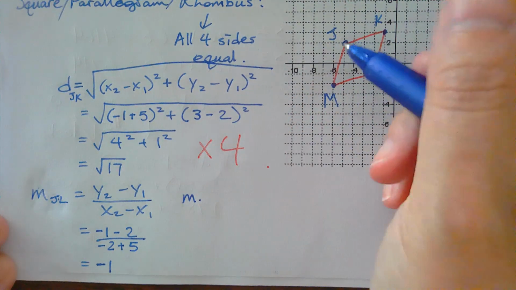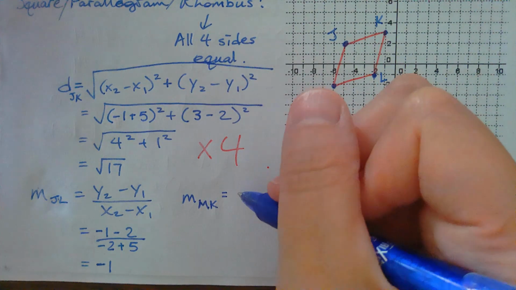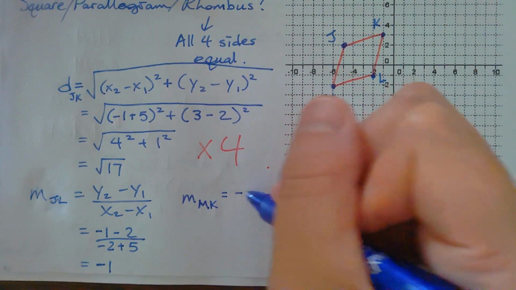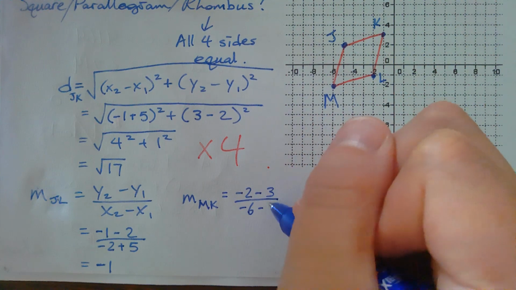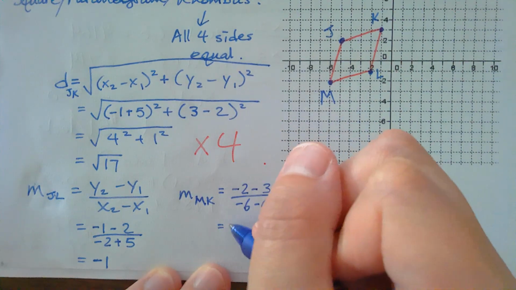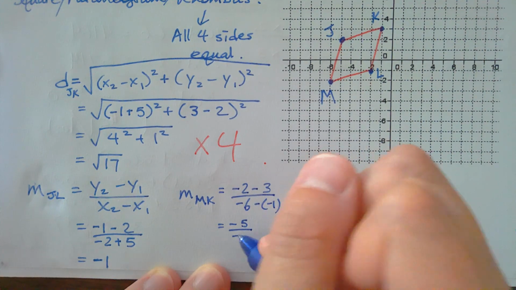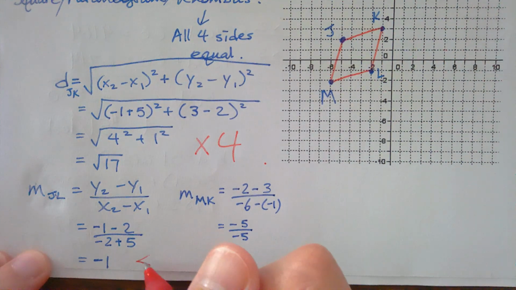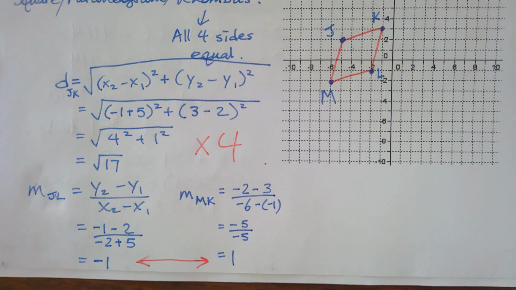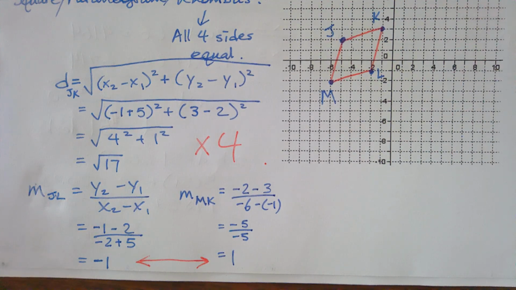Now the other diagonal, MK, the slope of MK, same formula. So -2 minus 3 over -6 minus -1. So I get -5 over +1, so -5. So I get 1. Okay. And what do you notice about these two? We don't say opposite. They're the flip thing. I forgot the name. Negative reciprocal. Right. Thank you.